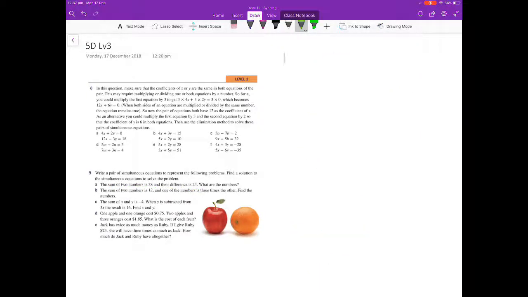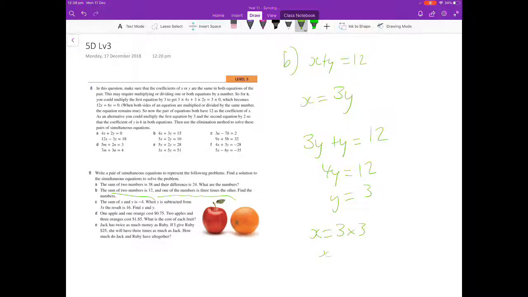Alrighty, let's go to B. Sum of two numbers is 12, so x plus y is 12. One of the numbers is 3 times the other, so x is 3 y's. Let's sub that in. So we end up with 3y plus y equals 12. So 4 y's is 12, y is 3. Chuck him back into one of our equations. Let's go x equals 3 times y, and we should end up with 9, or we go x plus 3 equals 12, and we'll still end up at 9.